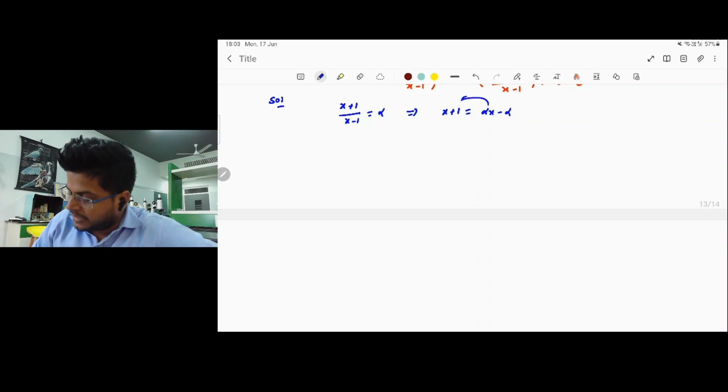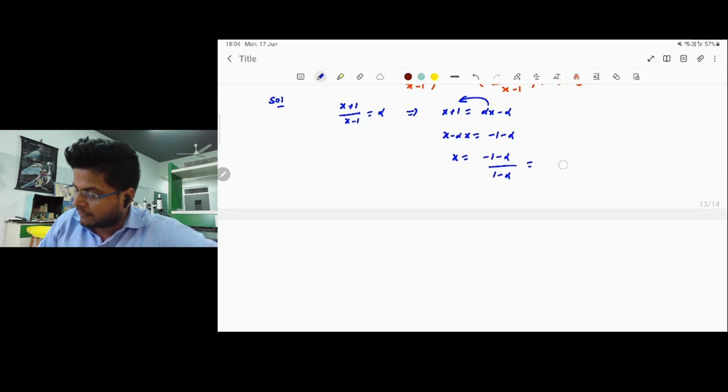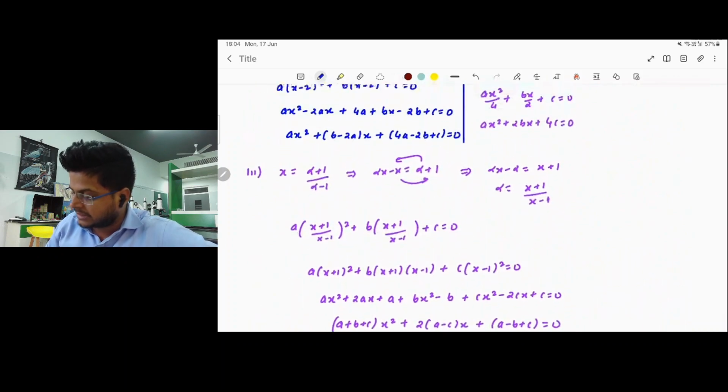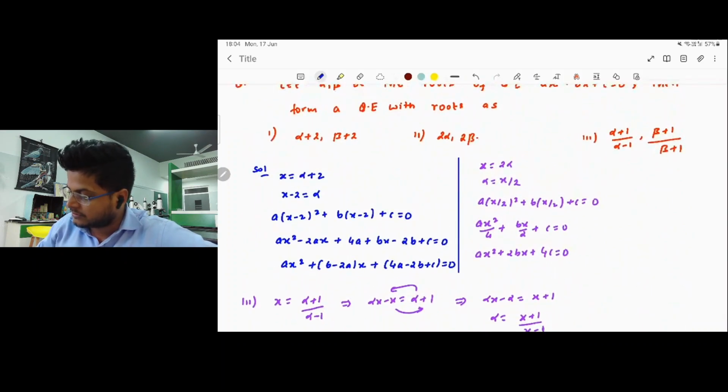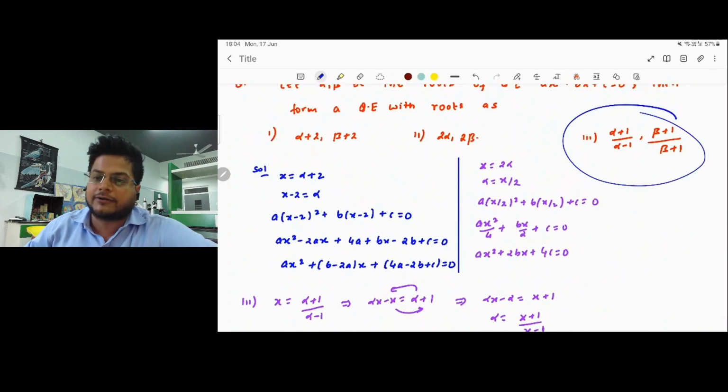Right? So bring this side. What you got? You got x minus alpha x equals minus 1 minus alpha. So what is x? Minus 1 minus alpha by 1 minus alpha, which we can also write as alpha plus 1 by alpha minus 1. And you can see that the whole discussion started from here on. Can you get this point?